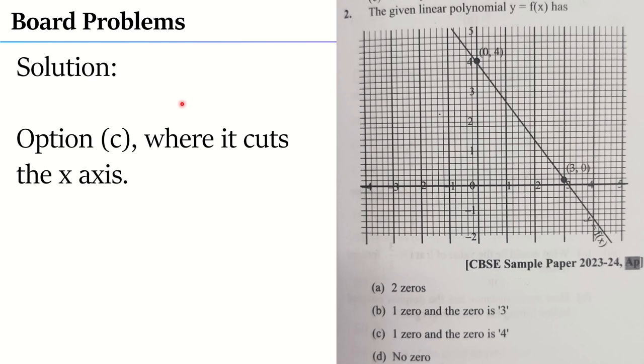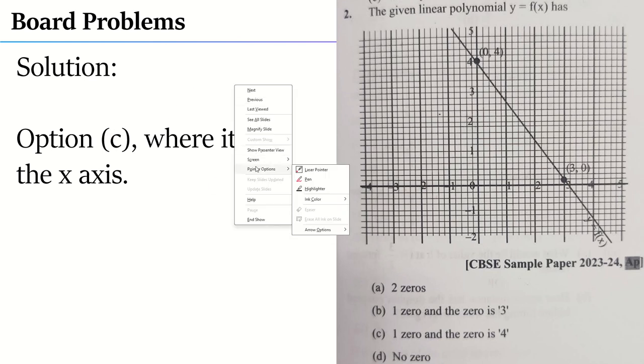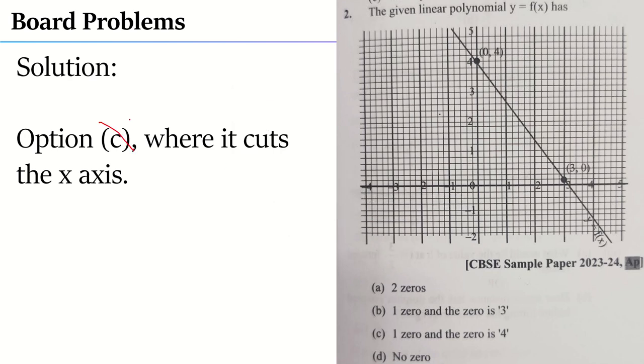Okay, I have made a mistake here. It should have been B actually. I'm really sorry. Option B is the right answer. So you just see the trick of how they try to confuse. They also put 1 zero and the zero is 4, so somebody might be misled by that. So be clear on the concept that where the line or the polynomial crosses the x-axis, that is the zero.